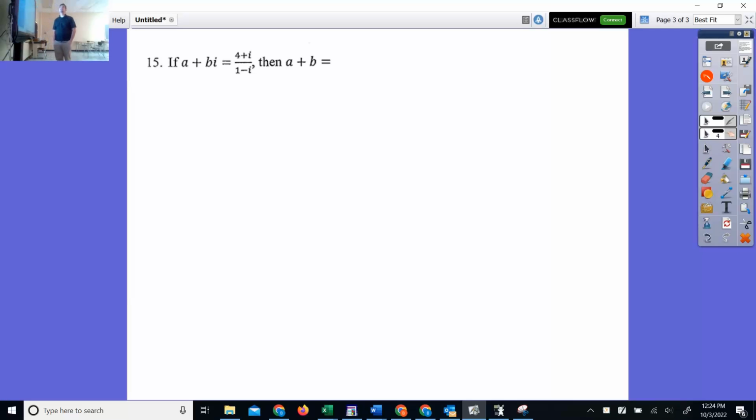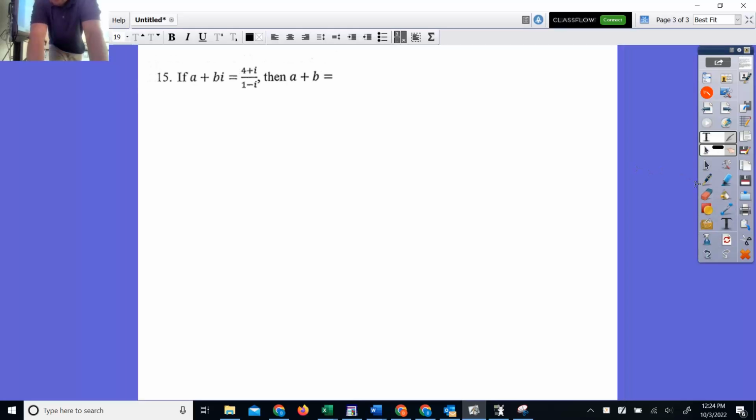If a plus bi is 4 plus i divided by 1 minus i, then what is a plus b? So what they're really asking you to do here is write the number in standard form and then figure out what a plus b is. So that's all they're asking you to do. Don't let the context of the wording confuse you. They're saying write in standard form, which is a plus bi, and then add a and b.